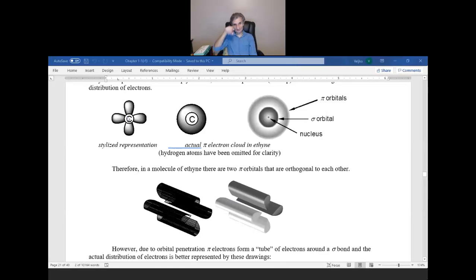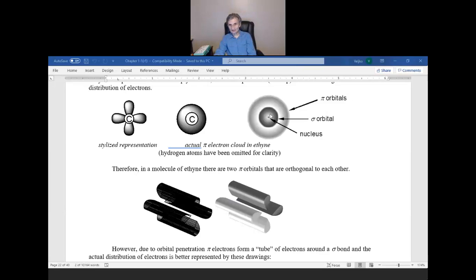This is a view kind of edge on. Looking along the carbon, we don't see the carbon-carbon bond, and we remove the hydrogen. So this is what you would think is a triple bond: two pi orbitals at 90 degrees to each other. Of course, the other carbon is right at the back. But actually, these orbitals penetrate each other and form a tube of density. So two pi bonds actually surround the sigma bond and so form a tube of electron density.